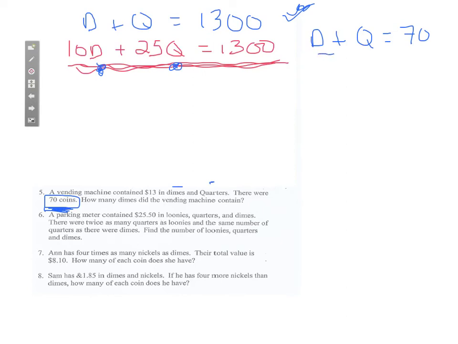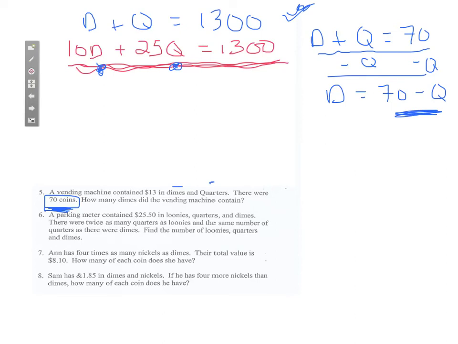So we look at this equation. And now I can easily minus Q on both sides, which I don't know what it is yet. That's not even relevant. D will be equal to 70 minus Q. Do not mix up the order. It's not Q minus 70. It is 70 minus Q. Now we know what D is worth.